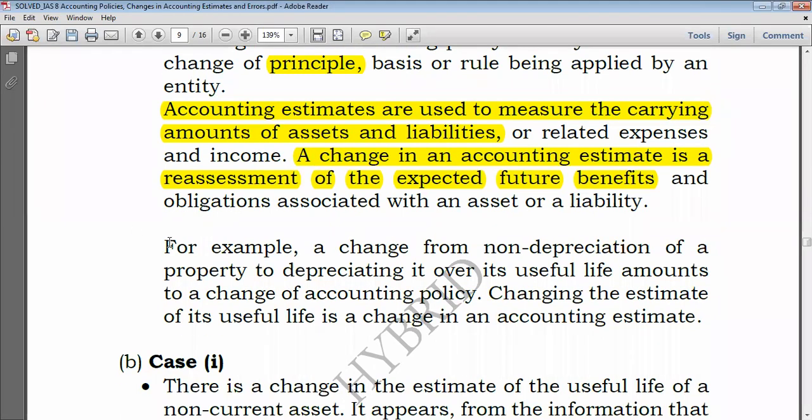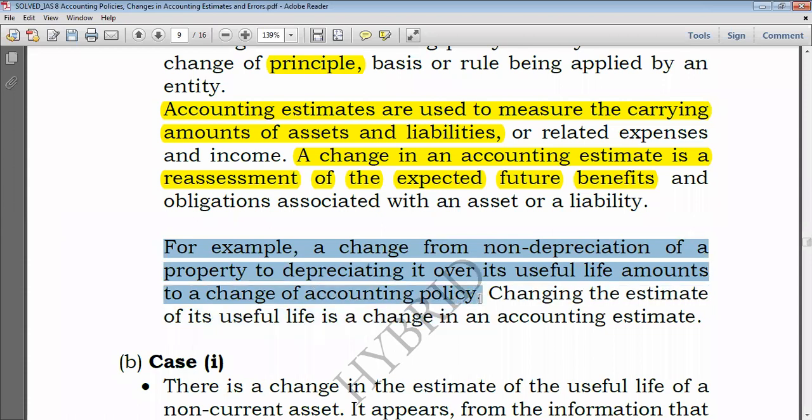So here we are told, for example, a change from non-depreciation of a property to depreciating it over its useful life. This is the change in accounting, what? In accounting policy. Now, as I said, changes in useful life of the asset and depreciation methods all refer to changes in accounting policies, but this is different. Please listen, you are not depreciating the asset, but now you're depreciating it. So this is the change in accounting policy.